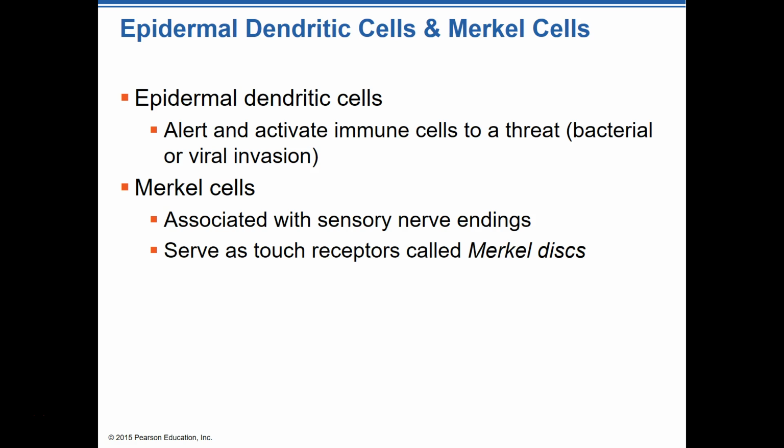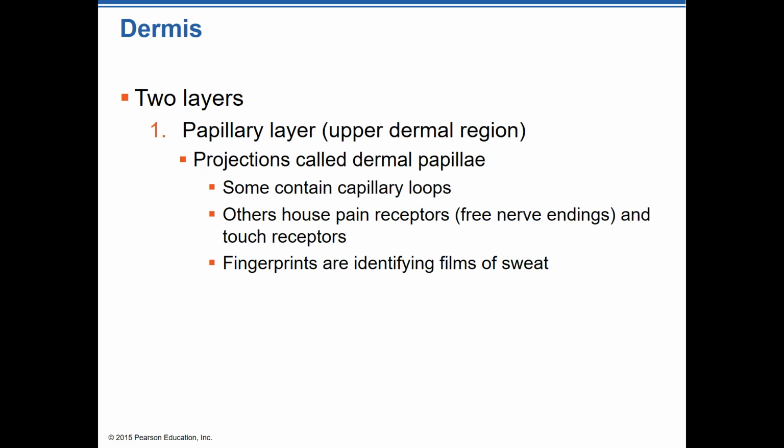There's also some dendritic cells. They're part of the immune system that let us know if there's a bacterial invasion or something going on. Those cells are down a little bit deeper in the epidermis. And there's some Merkel cells, which are nerve endings that are touch receptors. They're called Merkel cells, and they're spread out throughout there.